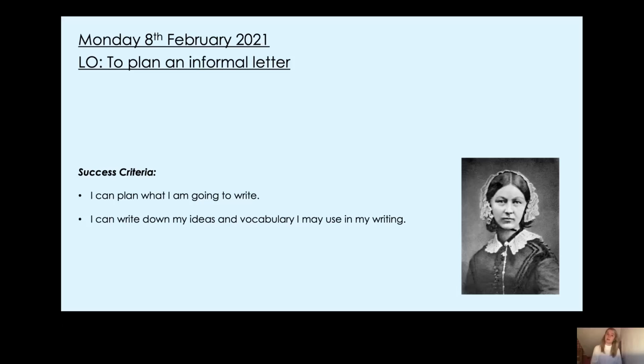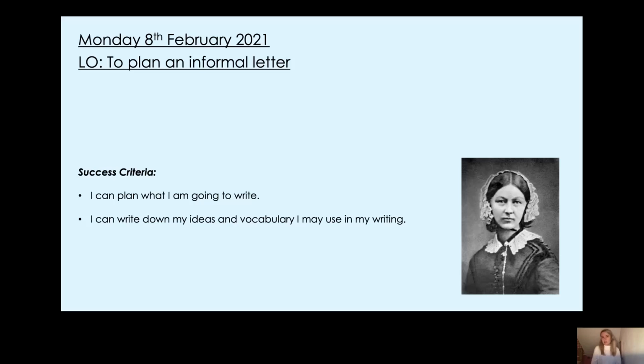We have covered adverbs of time. We have looked at exclamation sentences and questions. We have looked at expanded noun phrases and the past progressive tense, and we've also looked at writing in the first person. Now, today, all of this knowledge is going to come together because we are going to be planning our very own letter from Florence Nightingale.